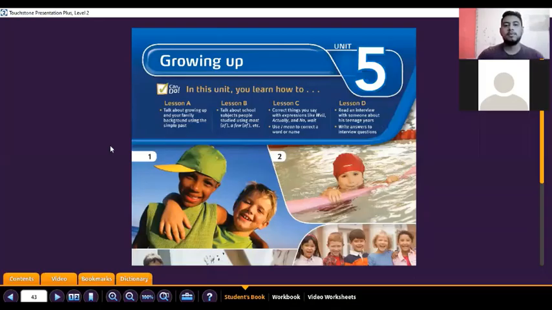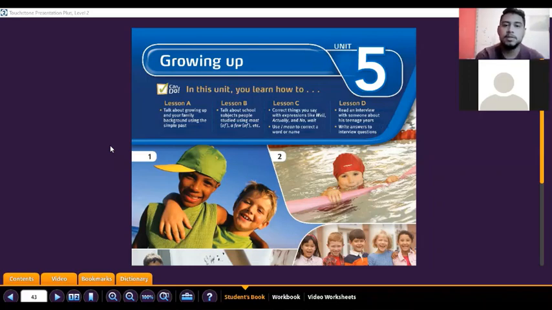Okay, so today we are going to start with a new unit, Unit 5. And we are gonna be talking about these four objectives, lesson A, B, C, and D. These topics are very helpful for you because you can even apply all the knowledge to the real English.